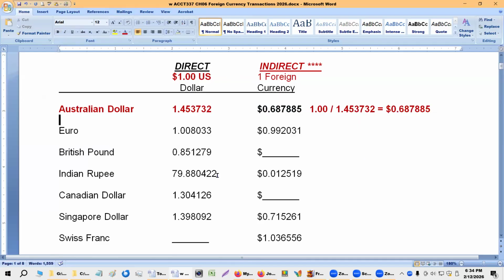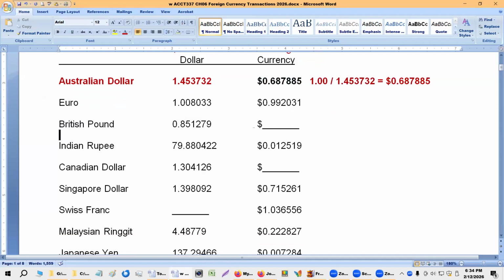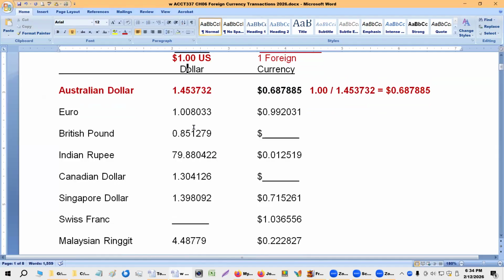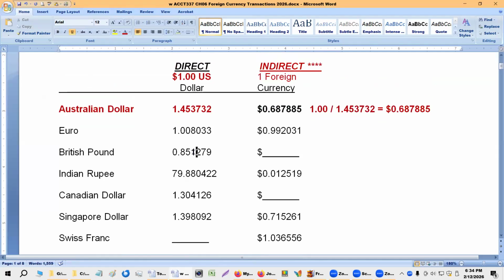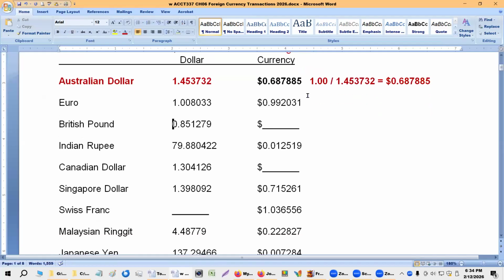Okay, so coming down here, British pound. We want to figure out what that would be in US dollars. Now we know that our dollar gets us 0.85 of a pound. So we want to see what that would come out to. I'm going to copy this. Divided by 0.851. It's going to equal one something.